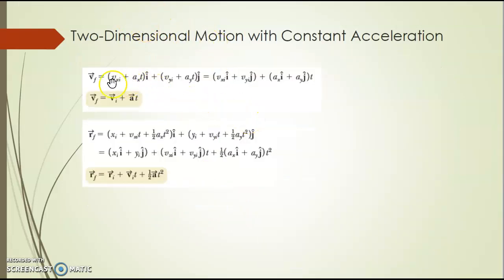Now, if Vf is equal to Vi plus At, and we're talking about a two-dimensional vector, that final velocity can be written this way. Same with this formula. If we know that the formula for the final position is given as initial position plus Vi t plus 1/2 a t squared, and we're talking about a two-dimensional vector, therefore it will be written this way.